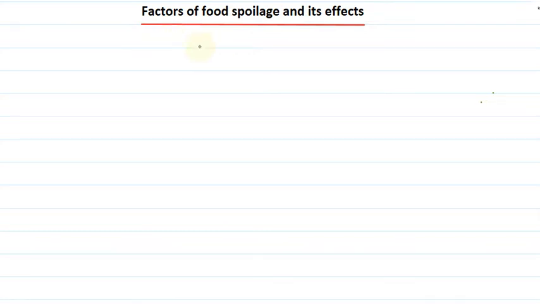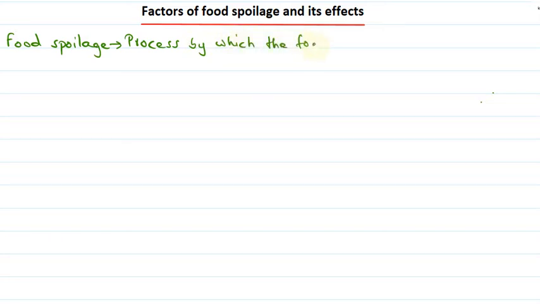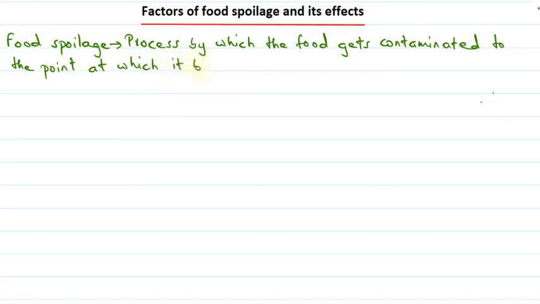So what is food spoilage? Food spoilage is actually a process by which the food that we eat gets contaminated to such a point that it becomes unfit for consumption. This process is called food spoilage.